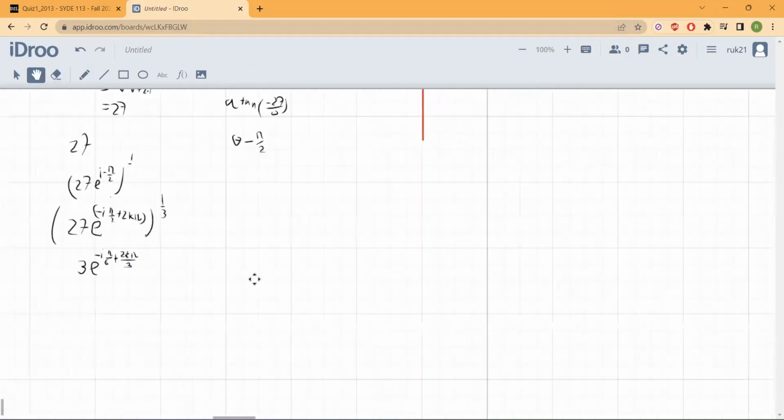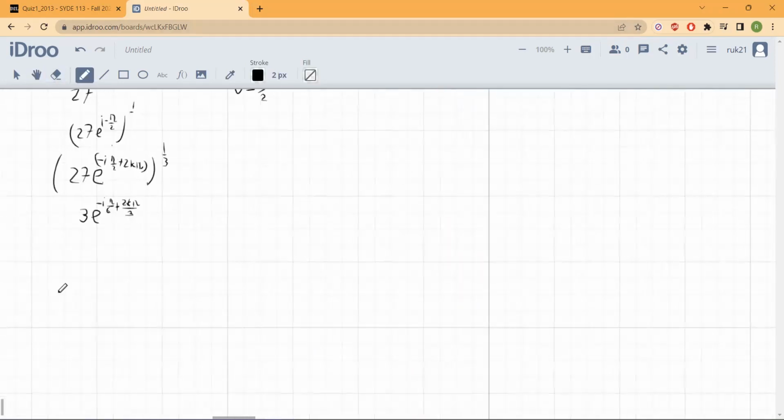Perfect. And now we can start finding our roots. The way we're going to do that, we're going to start by setting k to 0. So that's going to be our first root. If k is equal to 0, then what happens? Then we get 3e to the negative i pi over 6, and the 2k pi over 3 disappears because k is equal to 0, so it's going to be 2 times 0. 0 over 3 is just 0. That's our first root. And I know it's not in rectangular form. I'm going to transfer all of them into rectangular form after I finish.